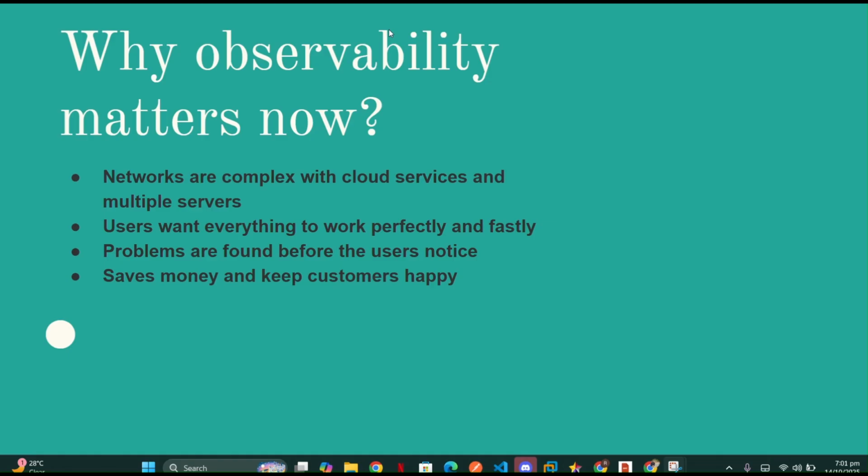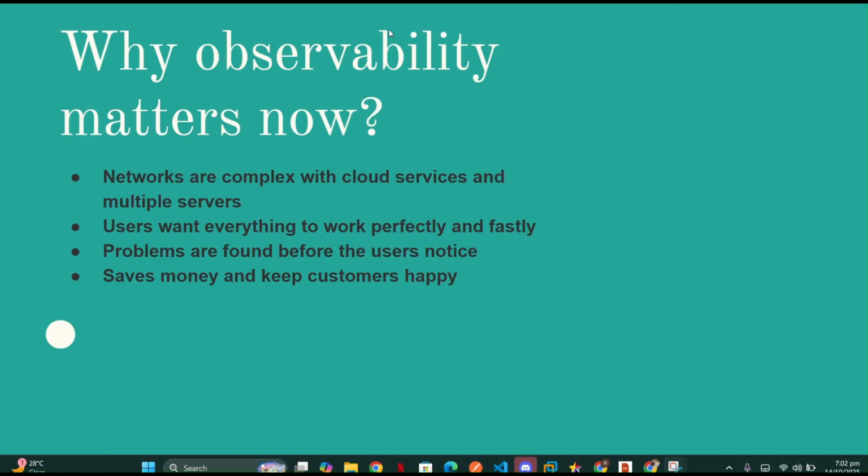Okay, now we will be discussing why observability matters now. Networks today are very much complex. We have cloud services, different servers working together, and systems changing all the time. Users expect everything to work perfectly and very fast. If there's any problem, they notice immediately. Old monitoring cannot handle this.